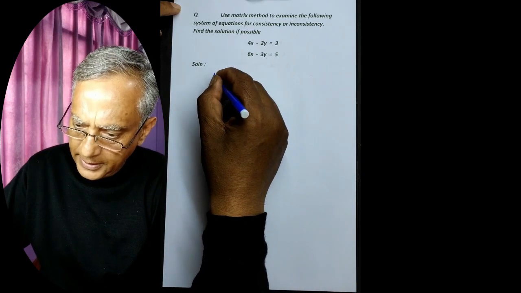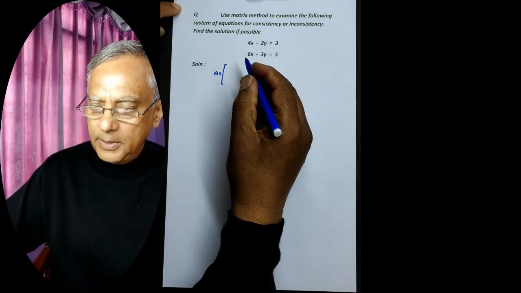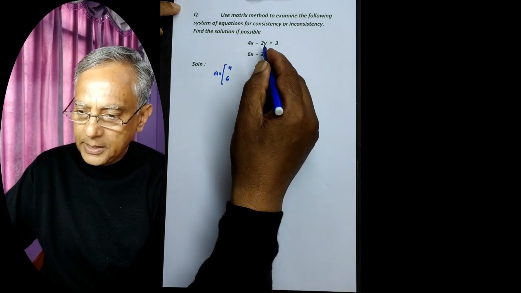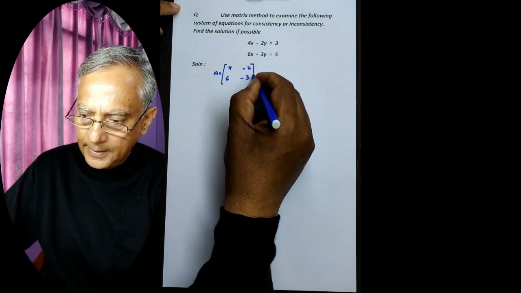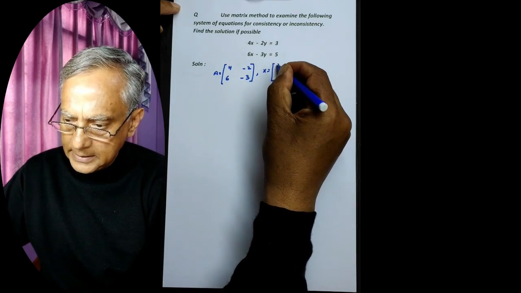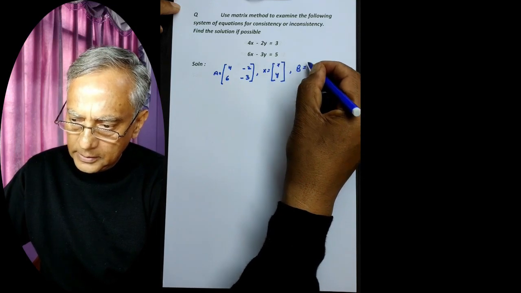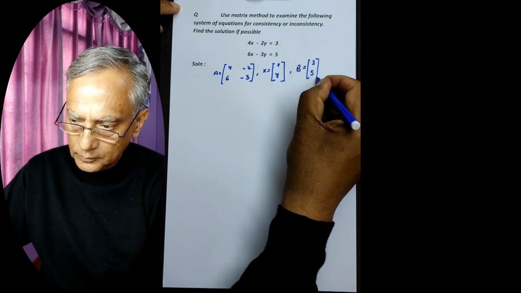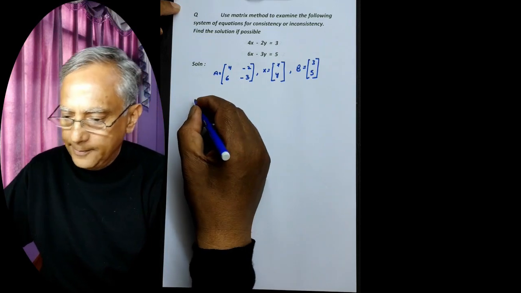This system of equations can be written as AX = B. Now how much is A? The coefficient matrix has 4, 6. Coefficients of y are minus 2, minus 3. And the variable matrix is X equal to x, y. And the constant matrix is 3, 5. Now first we find the determinant of A.